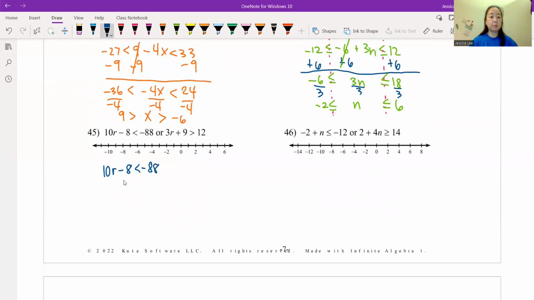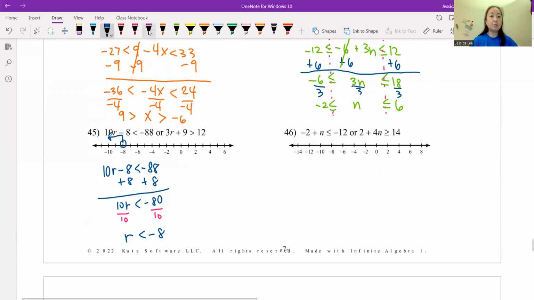We're going to just add 8 to both sides, just like how we've been doing, again, 2-step. So 10r is less than negative 88. Just kidding, negative 80. And then we're just going to divide by 10. And so r is less than negative 8. There we go. So here's negative 8, and we're going to go to the left because it's less than.